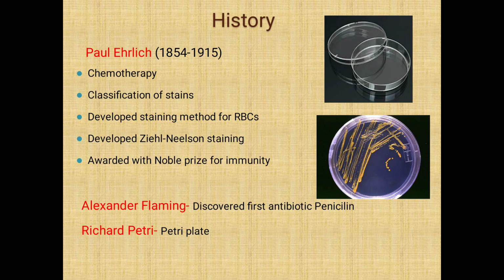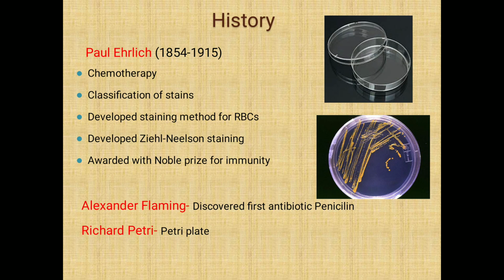Next scientist is Paul Ehrlich, who is the father of chemotherapy, who mainly discovered the concept of chemotherapy. Chemotherapy means the use of various chemotherapeutic agents for curing various kinds of infections, and that was mainly discovered by Paul Ehrlich. He classified various stains as acidic stain and basic stain. Then he developed the staining methods for RBCs. Then he developed Ziehl-Neelsen staining. He was awarded the Nobel Prize for the study of immunity.